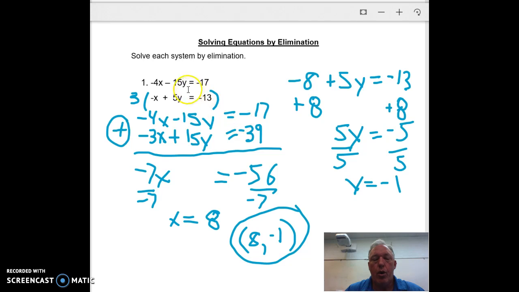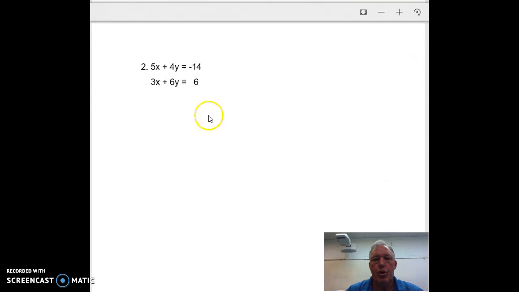For number 1, we only had to change one of the equations to make the coefficient the same. In number 2, we're going to have to change both equations to make a coefficient equal to each other. Now, the easiest way to do this is, first of all, decide, do you want to make the x's the same or the y's? It doesn't matter which one you choose. It just matters that we take the coefficient in front of each variable and multiply the top by the bottom coefficient and the bottom by the top coefficient.